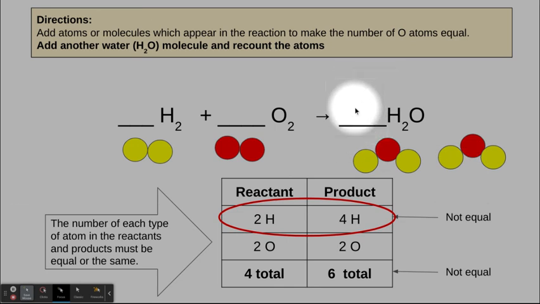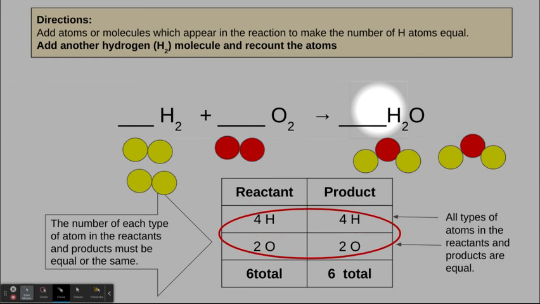So you'll see in a future slide, I am going to put a 2 here to represent that I drew 2 water molecules. I will place a coefficient of 2 here in a future slide. Now we're going to add atoms or molecules which appear in the reaction to make the number of H atoms equal. We can't just add H because H appears as H2 in the reaction.